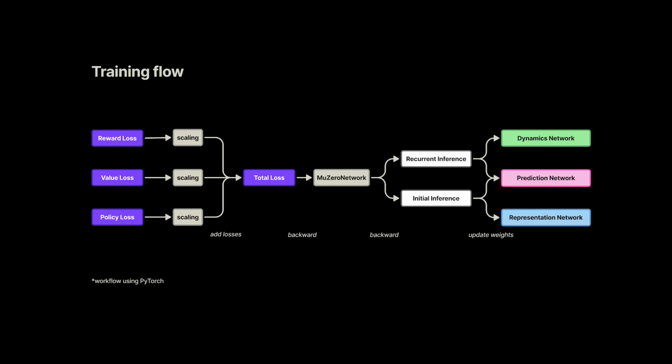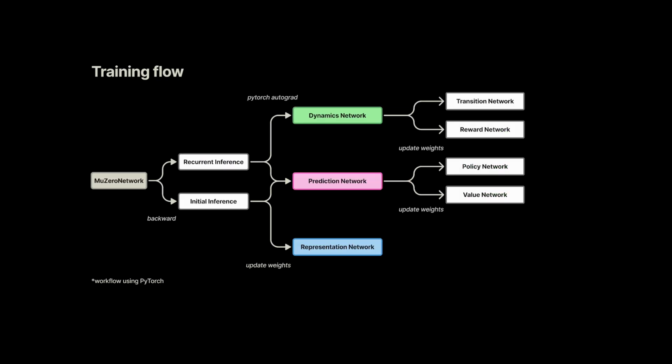So now we have all the losses, so let's see how we can backward pass this. We backward pass it through the recurrent inference and initial inference tensors we get when making the predictions. The PyTorch autograd makes sure to calculate gradients for us, and this is how we update the network weights. The representation network has only one network, while the prediction network has two, the policy and value networks. The dynamics network has a transition network and a reward network.